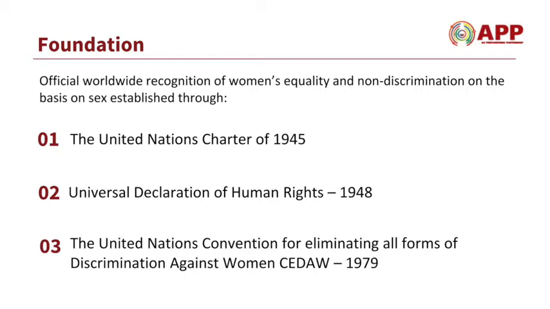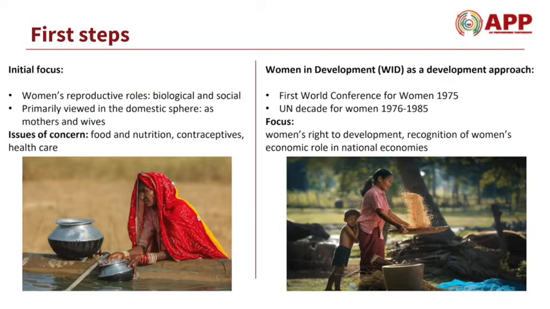The United Nations Charter of 1945 and the Universal Declaration of Human Rights in 1948 established the first official worldwide recognition of women's equality and non-discrimination on the basis of sex. Gender as a concept has evolved over several decades along with varying development approaches. In the early years, the focus was on women's reproductive roles, both biological and social.